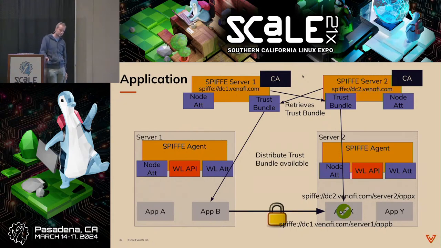Can I use SPIFFE in a mobile app to have the mobile app identify and authenticate with the server? Sorry, what was the question? Can I use it in a mobile app? Can I configure it in a mobile app on a phone to have it authenticate itself and exchange trust information with the backend, with the cloud?